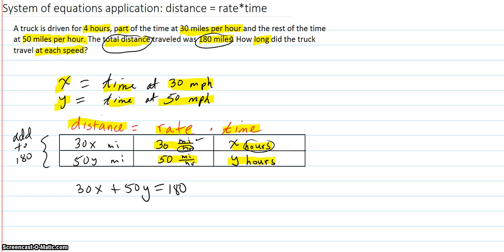But that's only one equation. Where's the other equation going to come from? Something else that relates x to y. So let's see. The only number we haven't used here is the 4 hours. The truck is driven for 4 hours. The x and y are in hours, and the total was 4 hours. So x plus y is 4. And there's your system of two equations with two variables, which you can solve by elimination or substitution. This one you'd probably do elimination.